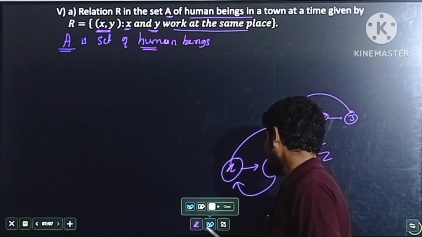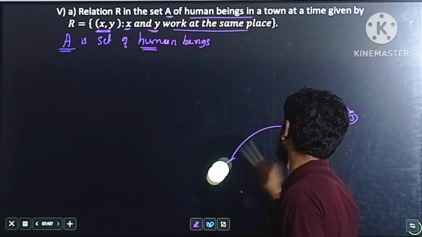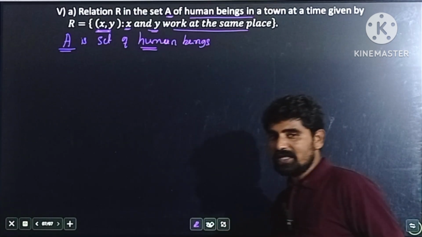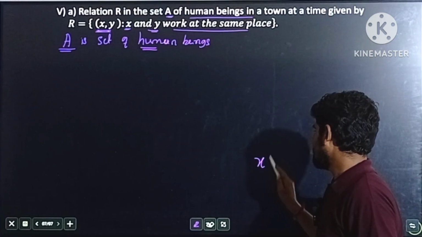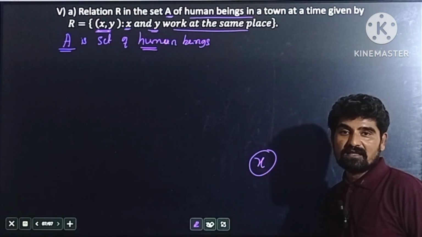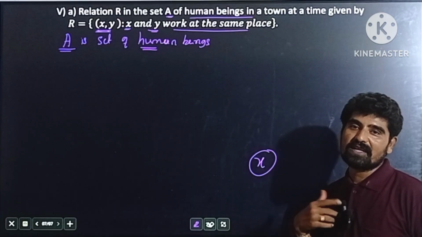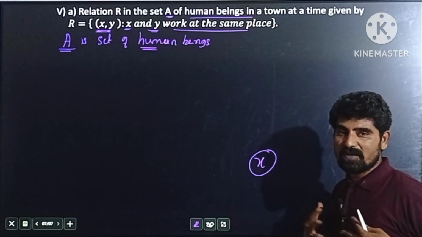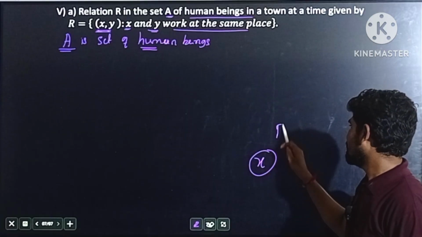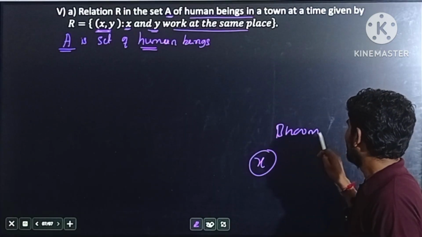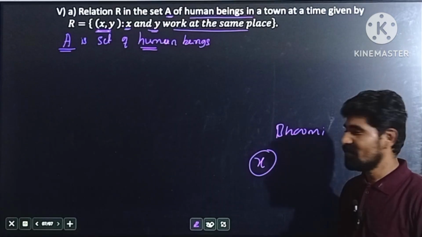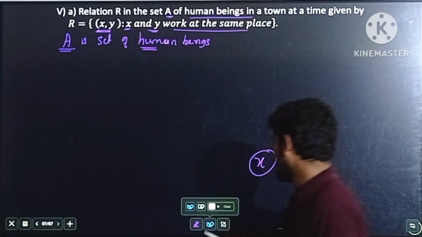And for the reflexivity, see what they discuss. Reflexive means every element of the set A is related to itself. For example, if I take x, x is a person, definitely x and himself work at the same place. For example, me and myself work at the same place. And Bhumi and herself work at the same place. I hope all of you understood the definition of reflexivity.